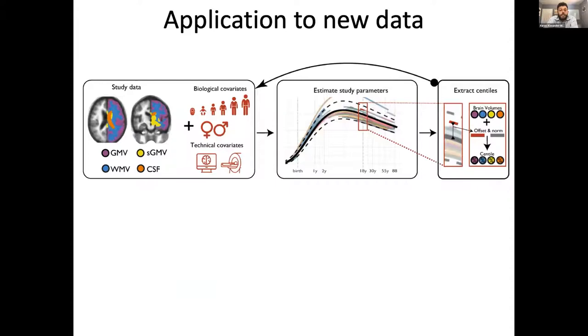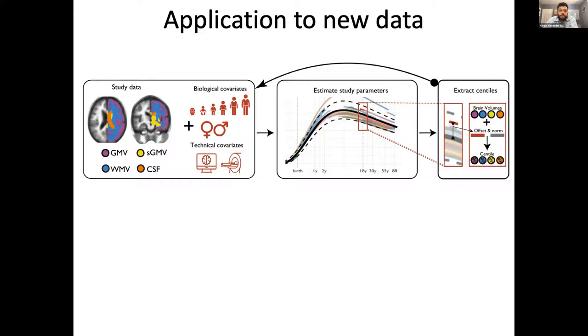A key extension of the present growth charts is the estimation of centiles for data not included in the original models. What we want is for a novel study to be able to use our resource to derive centile scores for their subjects, anchoring the novel study against the full reference data set while controlling for technical covariates.